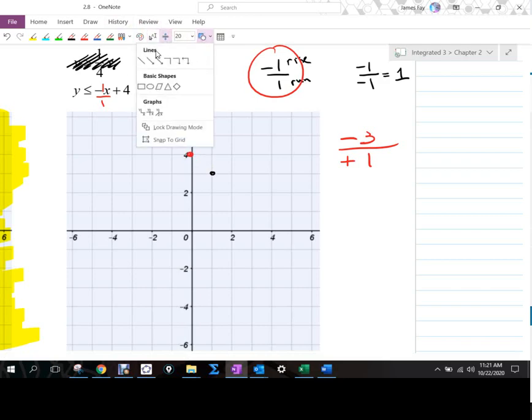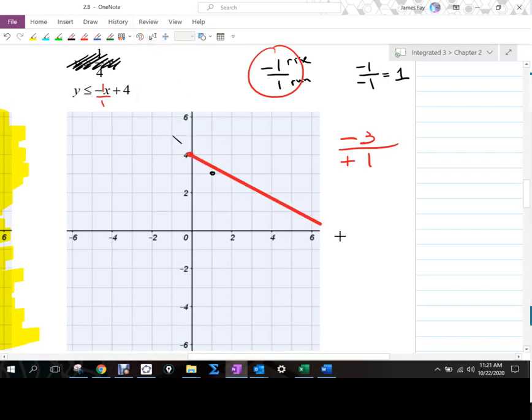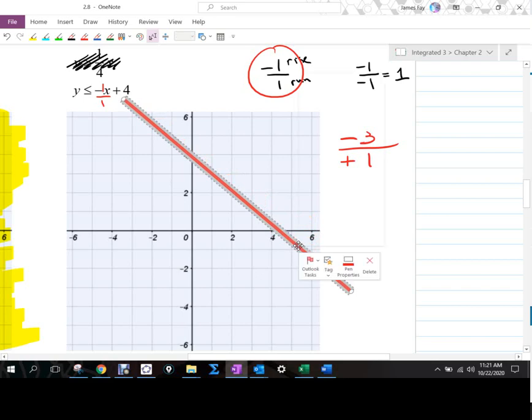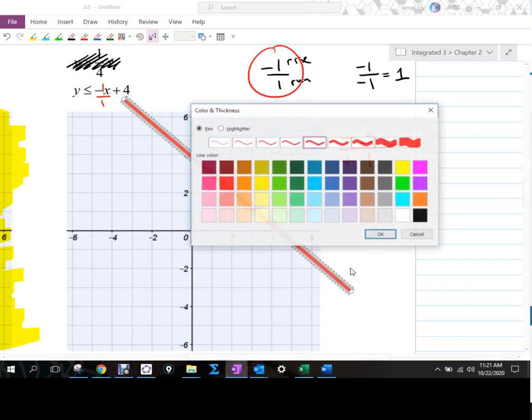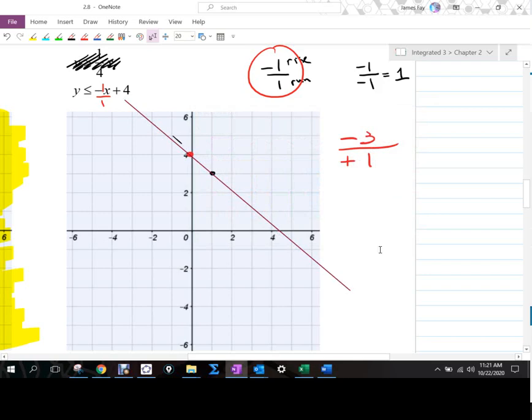Solid. I didn't want to do the first one. So we should have a solid line. Okay, solid line. Okay, now, it says y is less than or equal to. So it's solid because we've got that equality part.